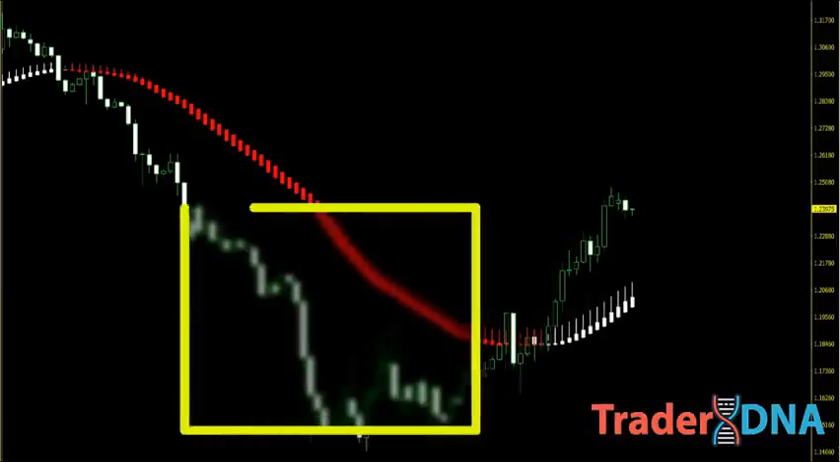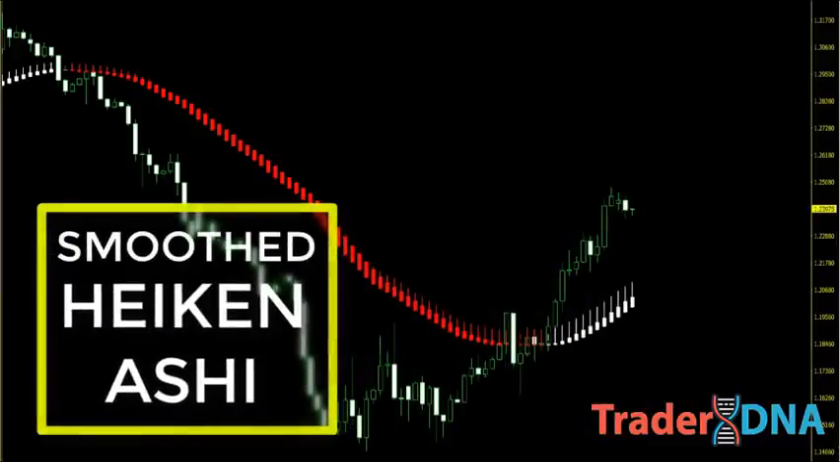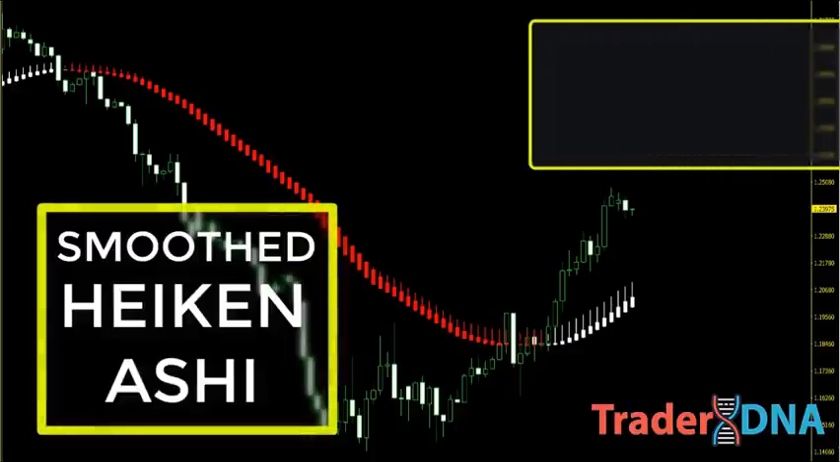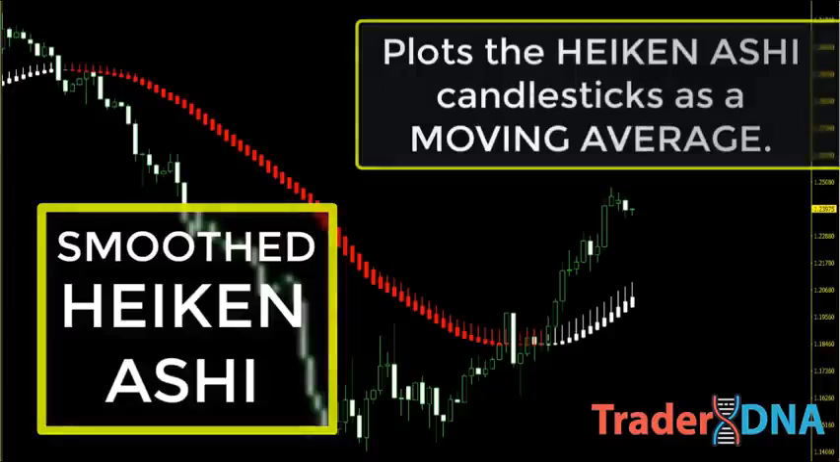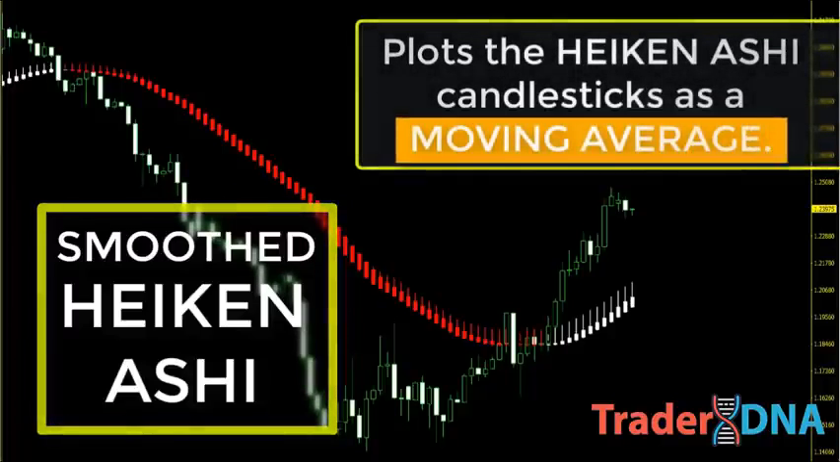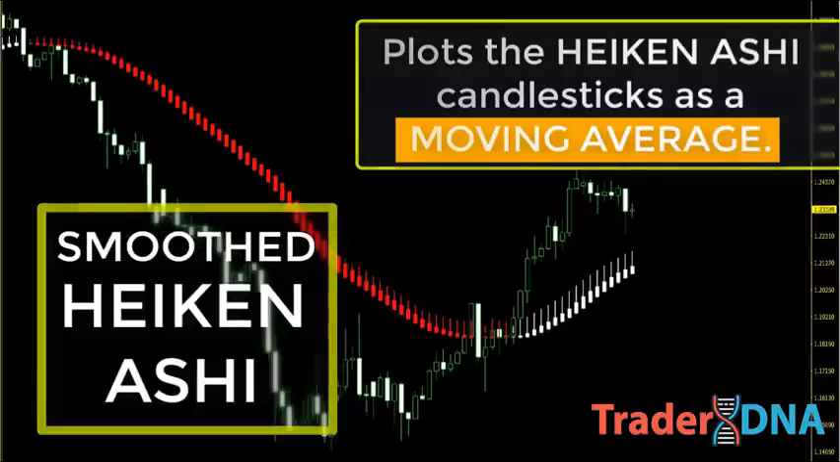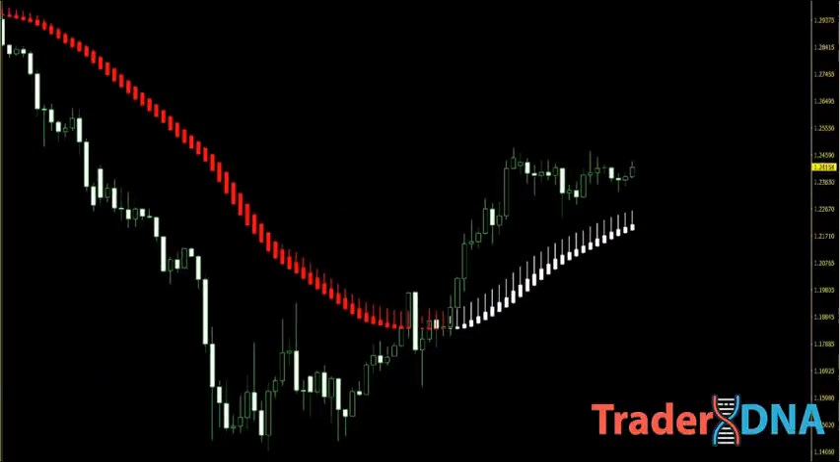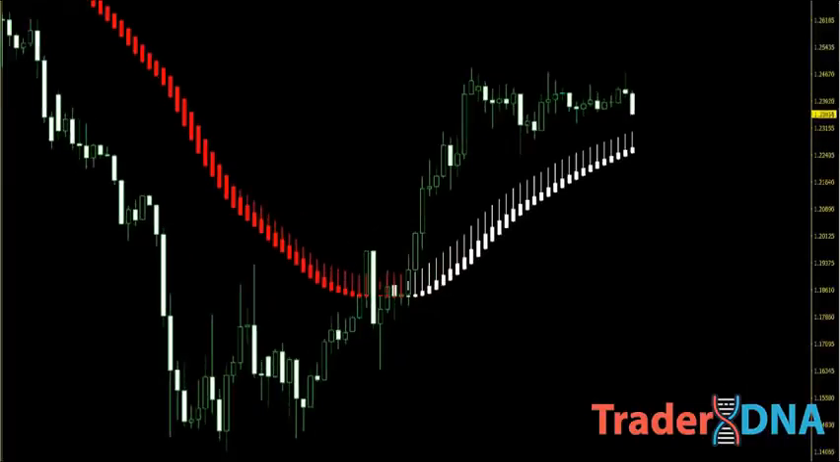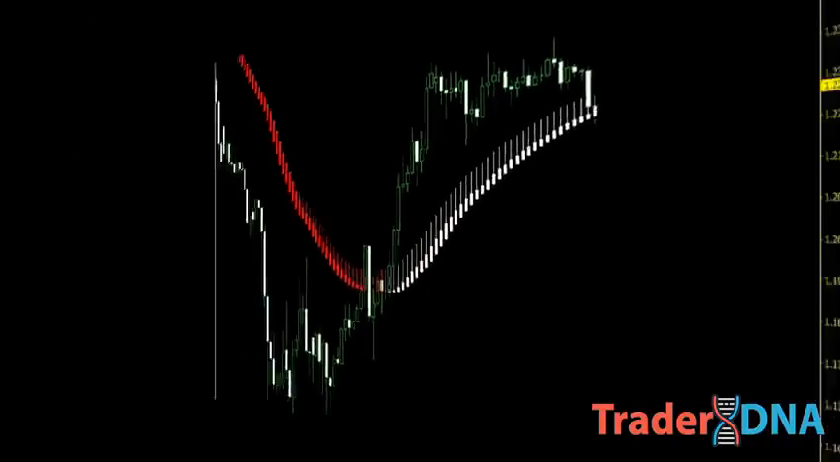The Heiken Ashi smoothed indicator is a modified version of the regular Heiken Ashi candlestick charts. But the main difference between the regular Heiken Ashi indicator and the Heiken Ashi smoothed indicator is that the second type of indicator plots the Heiken Ashi candlesticks as a moving average. And now, as you can see, you'll get a better perspective of the markets. You can see both the regular candlestick or bar chart alongside the Heiken Ashi smoothed indicator. This is not possible if you use the regular Heiken Ashi chart that is offered as a default indicator.